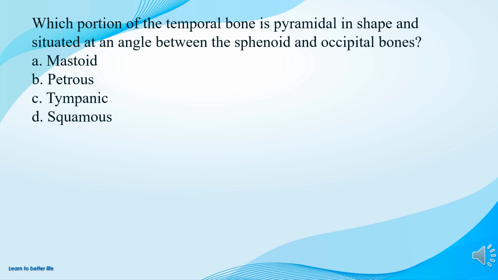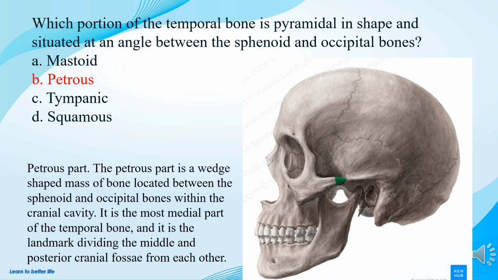Which portion of the temporal bone is pyramidal in shape and situated at an angle between the sphenoid and occipital bones? A. Mastoid. B. Petrous. C. Tympanic. D. Squamous. The answer is B. Petrous. The petrous part is a wedge-shaped mass of bone located between the sphenoid and occipital bones within the cranial cavity. It is the most medial part of the temporal bone, and it is the landmark dividing the middle and posterior cranial fossae from each other.